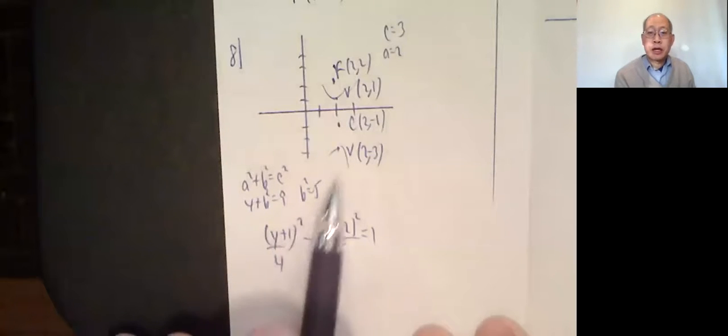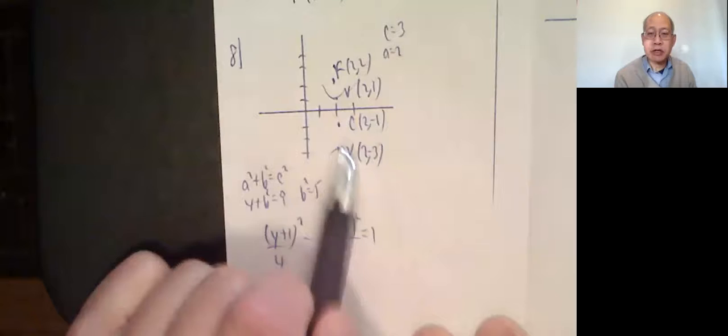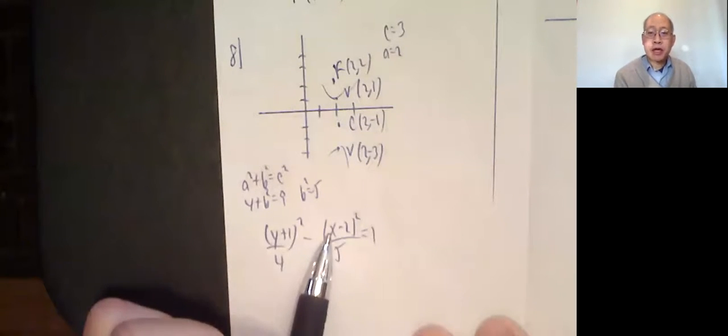Okay, so center's at (2, negative 1), so it's going to be y plus 1 squared. I know it's the up and down type of hyperbola, so y comes first. (Y plus 1) squared over A squared, which is 4, minus (x minus 2) squared over b squared, which is 5, equals 1.